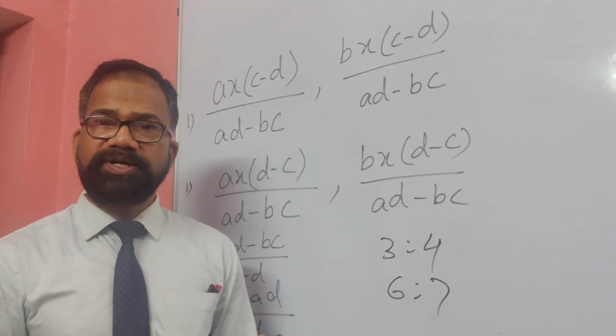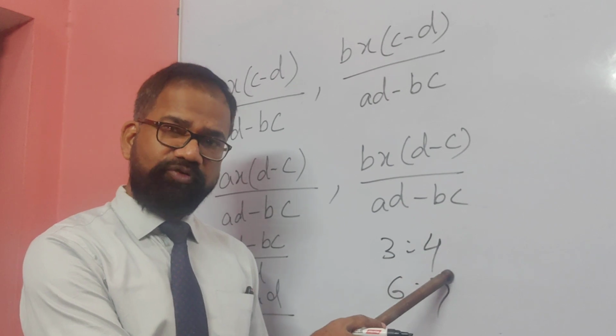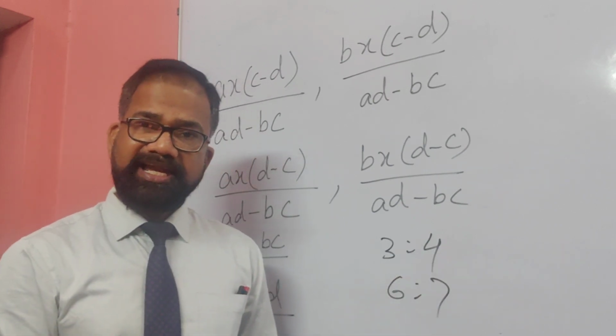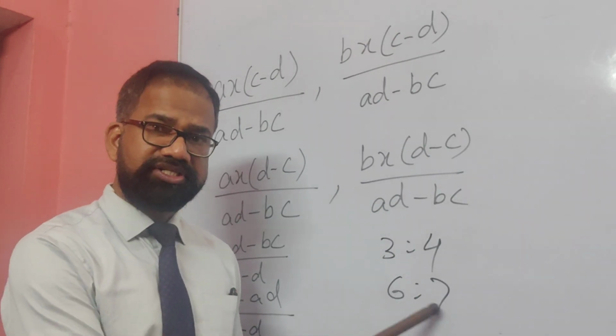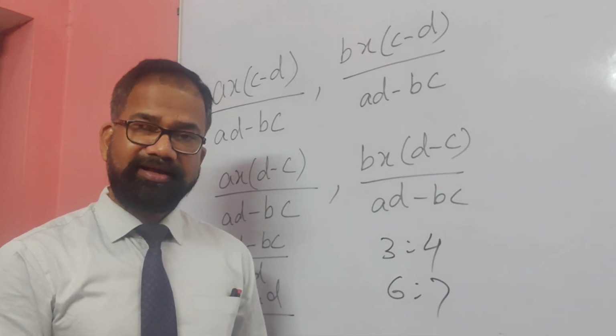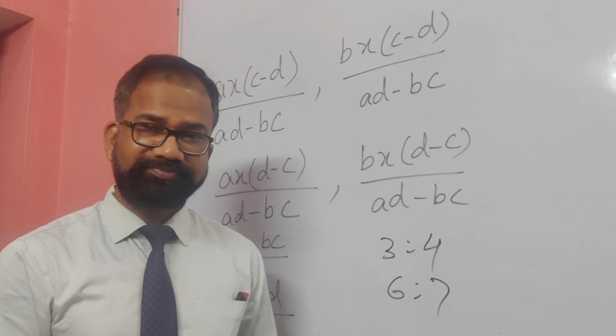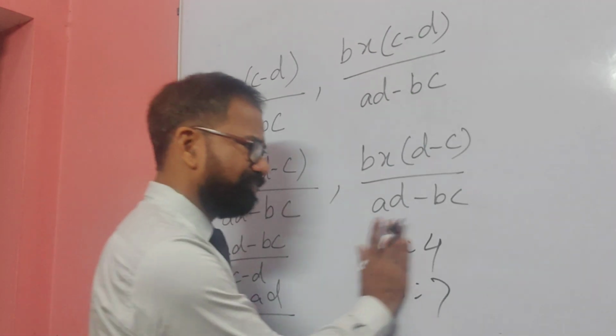If I say the ratio between two numbers is 3 ratio 4, and if 5 is subtracted from these numbers, the ratio becomes 6 ratio 7. What are the numbers? Now see.